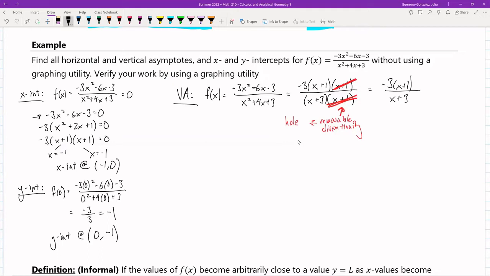Okay. Whatever got left behind on the bottom, that's what was going to give you your vertical asymptote. So technically what I'm trying to do here is find when x plus 3 is equal to 0. That means x has got to be equal to -3. So our vertical asymptote is at x equals -3. Okay.